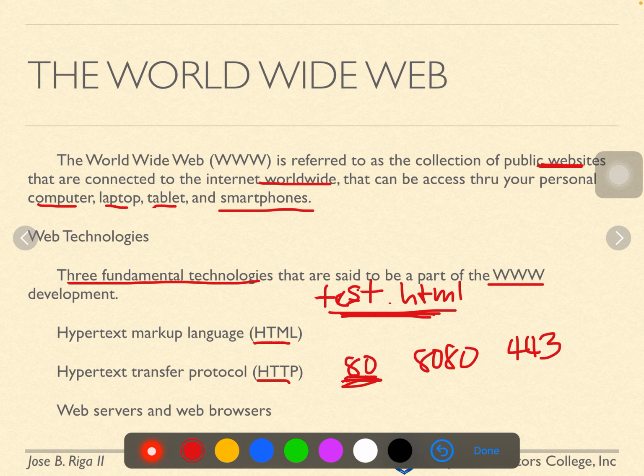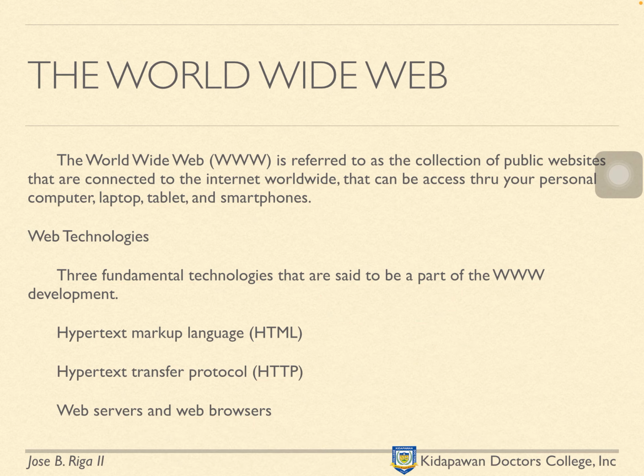Now, the next one is the web server and the browser. We know the browser can run or access the HTML, and the HTML resides in the web server. So those are the fundamental technologies for the World Wide Web.